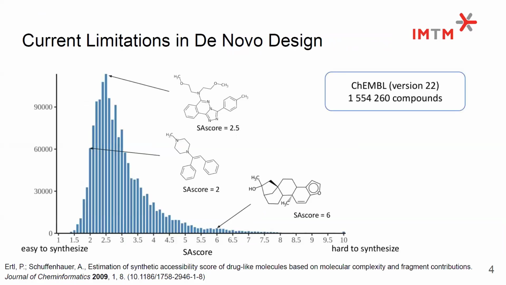It was also mentioned that it's not enough to just generate some molecules, right? We need to synthesize them. To evaluate how easy it is to synthesize a molecule, we use the synthetic accessibility score, which was introduced by Peter Ertl. The SA score returns a value from 1 to 10, where 1 stands for very easy to synthesize molecules and 10 for hard to synthesize. Here is a distribution for ChEMBL, with examples from ChEMBL with their SA scores.